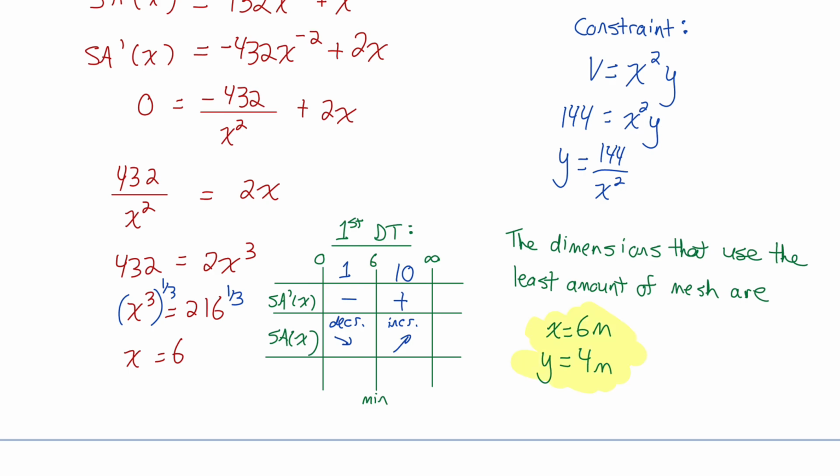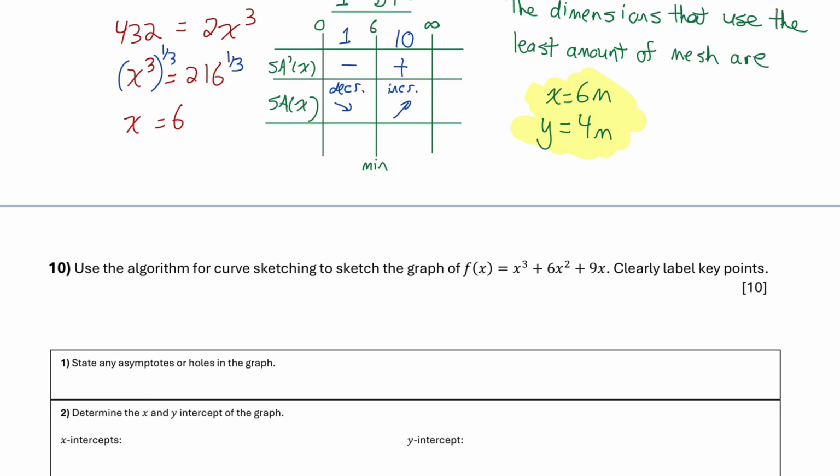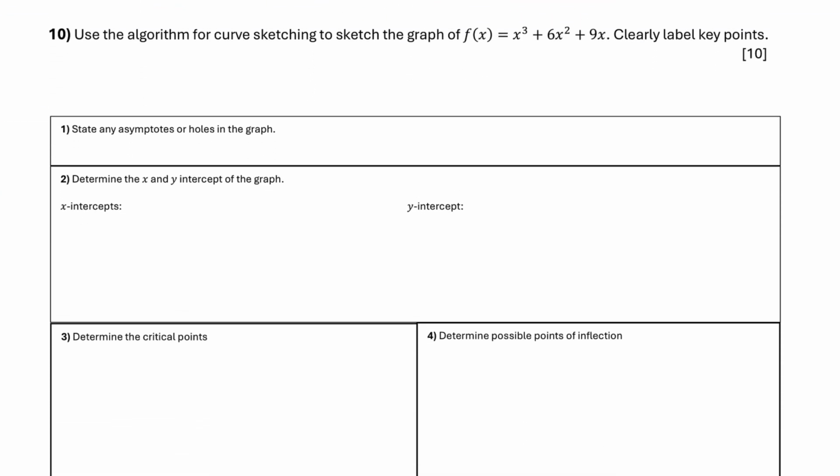And now let's go on to the last question of the calculus part of the exam. This is the curve sketching question. It says use the algorithm for curve sketching to sketch the graph of this f of x polynomial function. Part 1 of the algorithm says state any asymptotes or holes in the graph. Well, this is a polynomial function, so it doesn't have any asymptotes or holes.